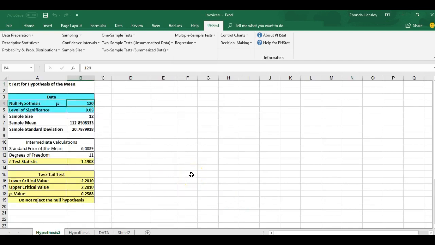So I say okay, and you should see the output you see here. Again, this is our test statistic, negative 1.1908. We already computed that. But the p-value, which we did not compute, Excel will compute for you, and it's 0.2588, which is definitely greater than your alpha level of 0.05. So our decision would be, do not reject your null hypothesis. And it's the same decision you got the other way. So anyway, that's how you do that.